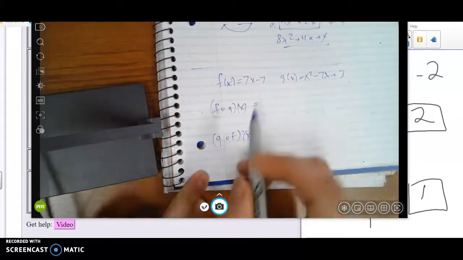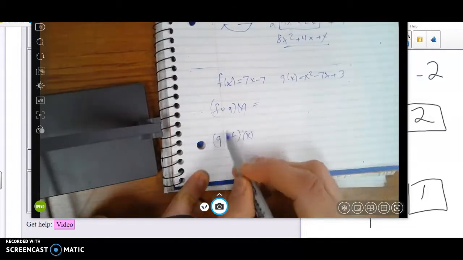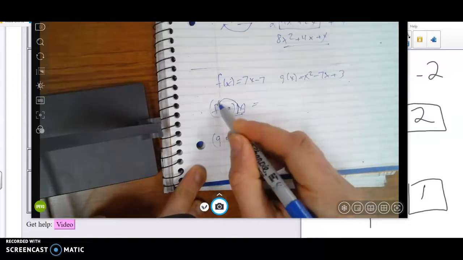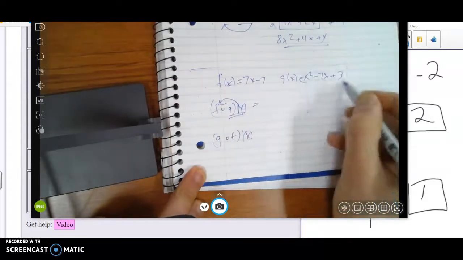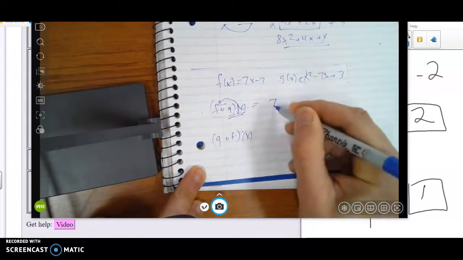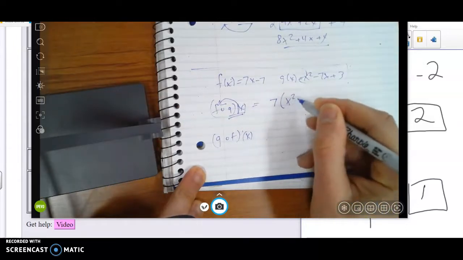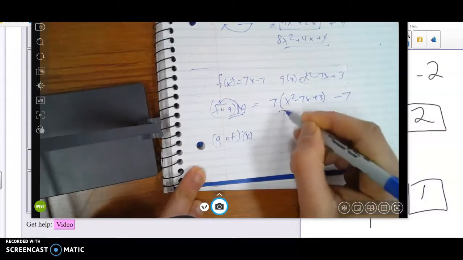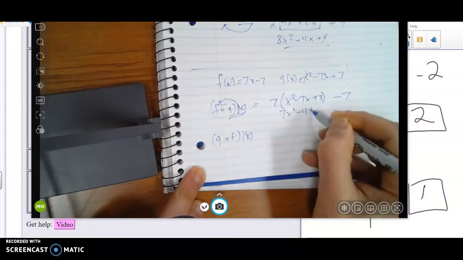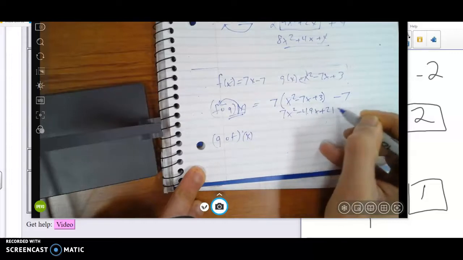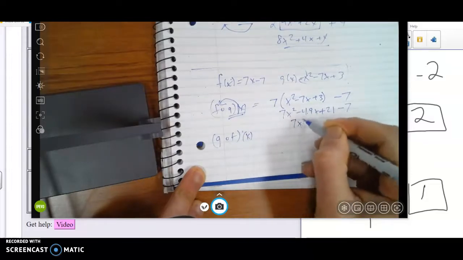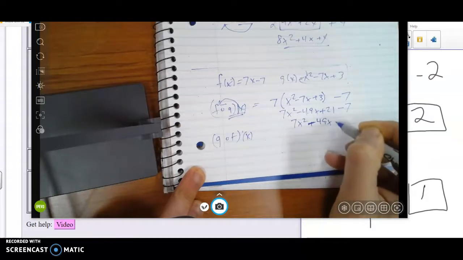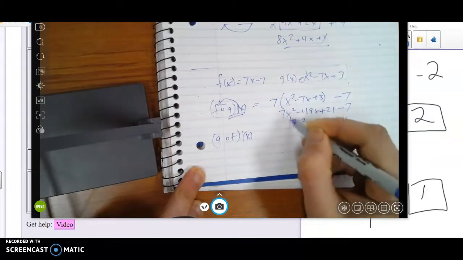Now move on here, we're going to do f of g of x. We call those fog and Goff problems. So we take g of x and we put that into f. So we put g of x into where x goes. So it's 7 times x squared minus 7x plus 3 minus 7. We're going to get 7x squared minus 49x plus 21 minus 7. So simplify, and we get 7x squared minus 49x plus 14. And we're done with that one.